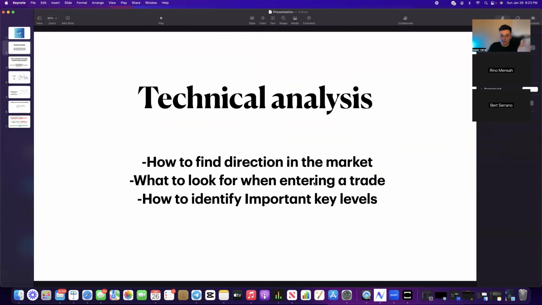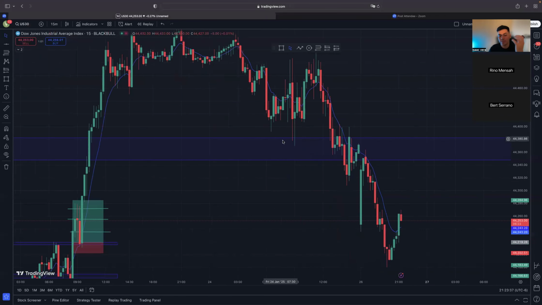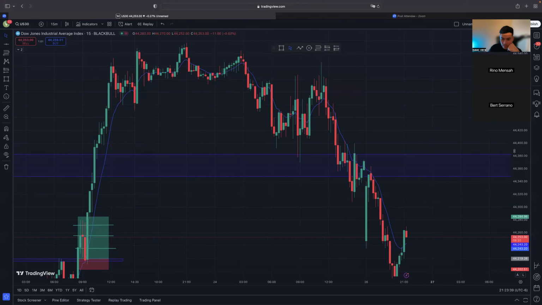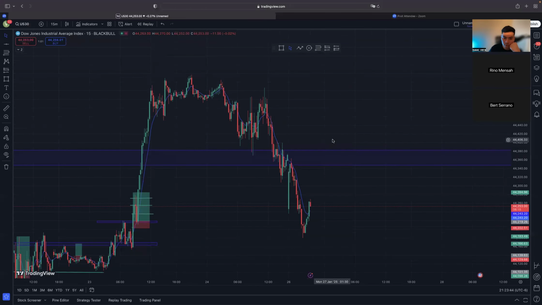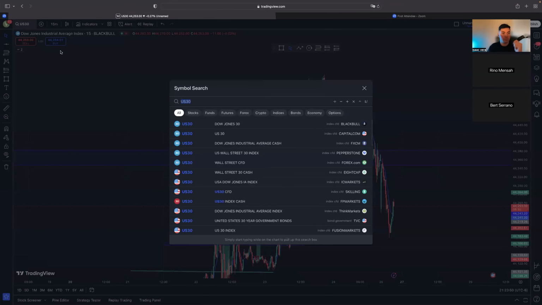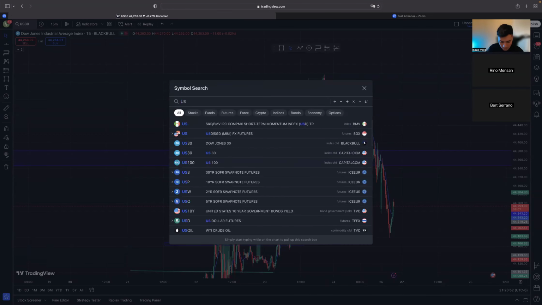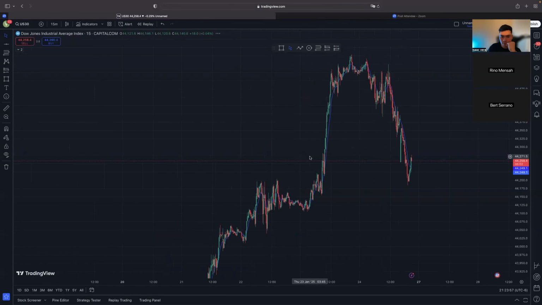We're gonna go over how to find market direction in the market, what to look for when entering a trade, and how to identify important key levels whenever trading in the real market. So if you go to TradingView, that is basically where I analyze everything regarding any specific stock or instrument that I'm looking to trade. In this case, we are always trading on US 30. But let me just find another server for US 30 so I can do everything from the beginning, from the get-go.